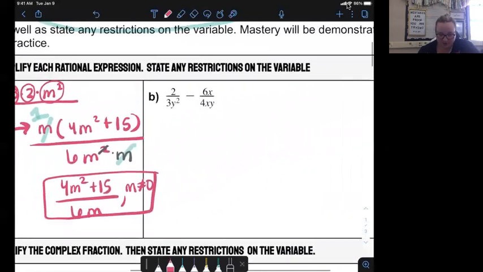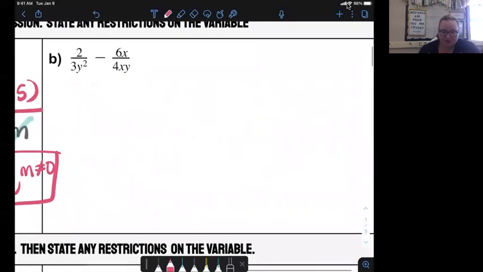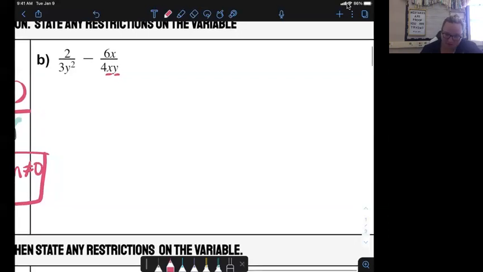All right, now you try one. So 2 over 3y squared minus 6x over 4xy. Go ahead and give that a shot on your own. When you get to listing your restrictions, there's going to be 2 variables because you have an x and you have a y in your denominator. So you're going to have x can't be equal to and y can't be equal to in your restrictions. Go ahead and give this a shot on your own.